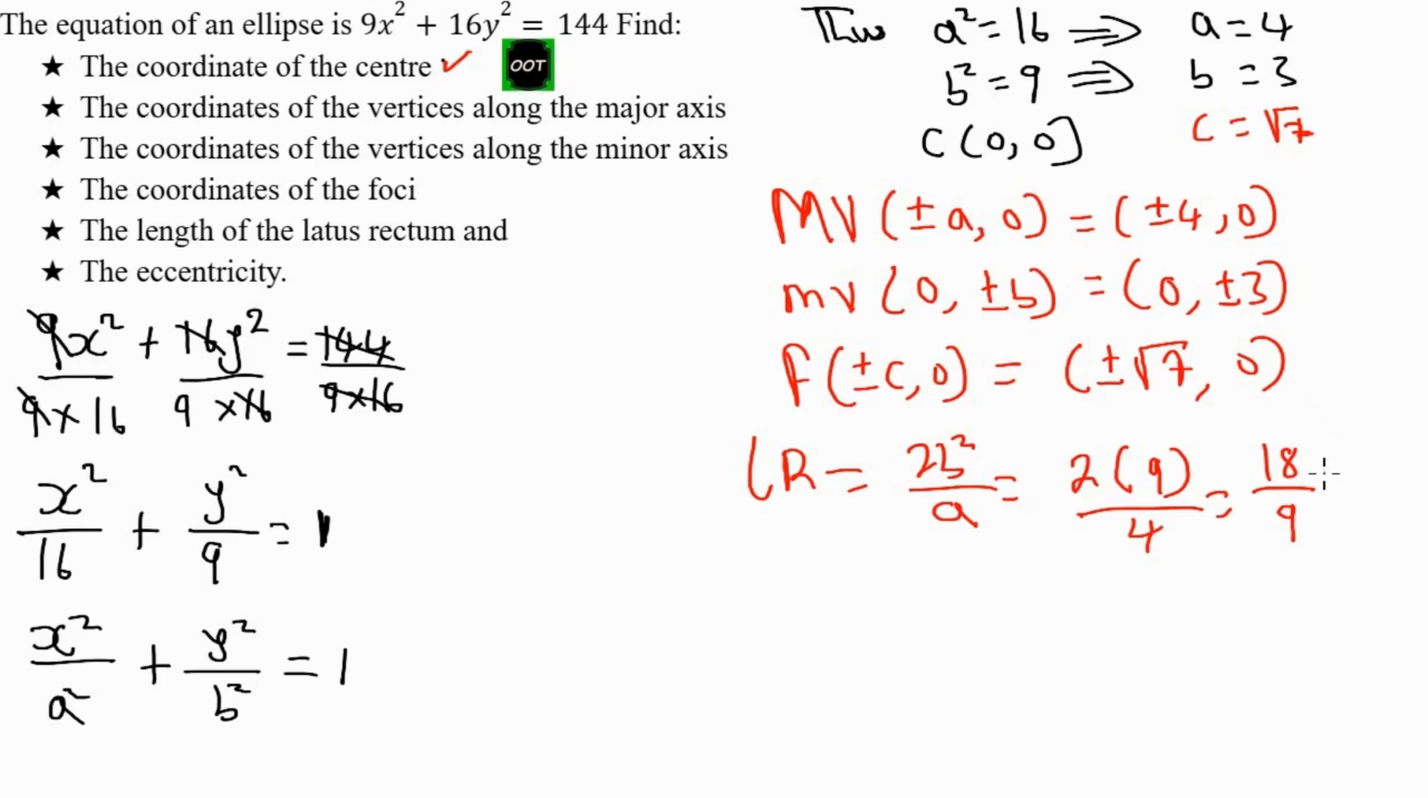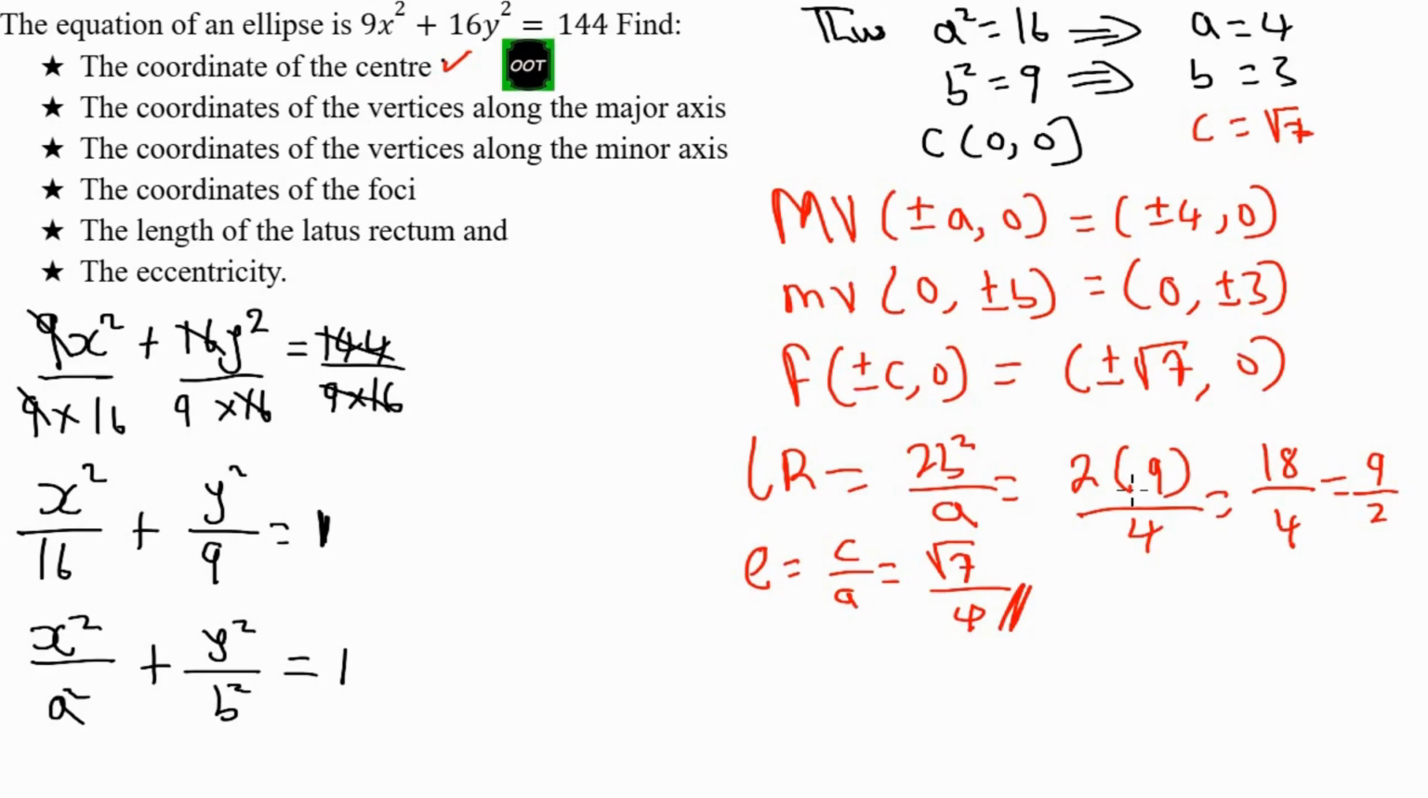4, as the product of 9 and 2 is 18. And if we reduce this, that should be 9 by 2, which is 4.5. But I leave it as 9 by 2. Eccentricity, lowercase e, is equal to c by a. c is root 7, and the value of a is 4. So you can put this into your calculator and get your value in decimal. And that gives us the solution to example number 1.